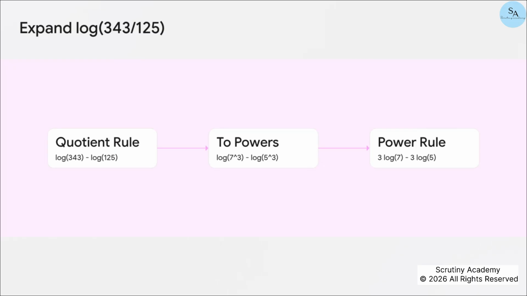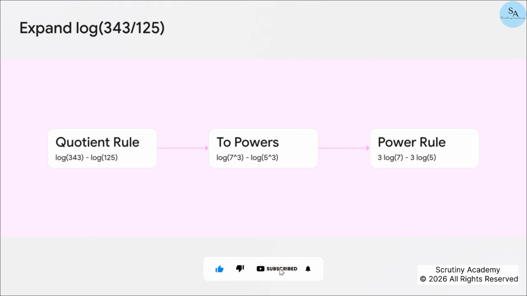Step 1. The quotient rule tells us that division inside a log becomes subtraction outside. So this splits into log 343 minus log 125. Step 2. We convert those big numbers into powers. 343 is just 7 cubed, and 125 is 5 cubed. So now we have log of 7 to the third minus log of 5 to the third.